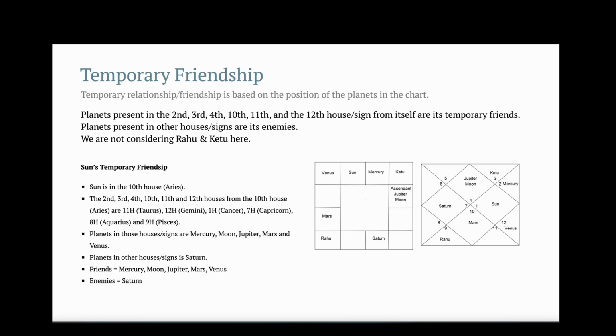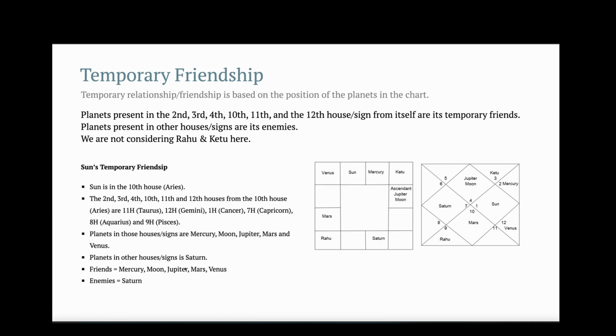So the rule says that planets present in these houses or signs from itself are its temporary friends. So planets present in the 2nd house from Sun is Mercury, and we're not considering Rahu and Ketu. Planets present in the 4th house from Sun, 1, 2, 3, 4, are Jupiter and Moon, so they are also friends. And in the 10th house there is Mars, so Mars is also a friend. And the 12th house from Sun has Venus, so Venus is also a friend.